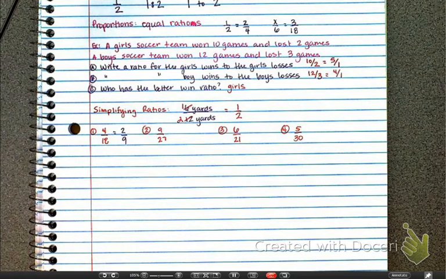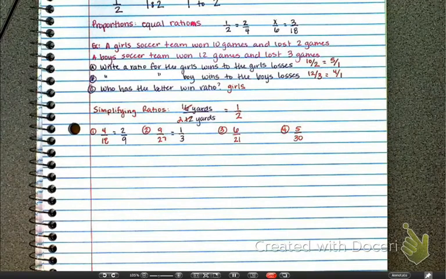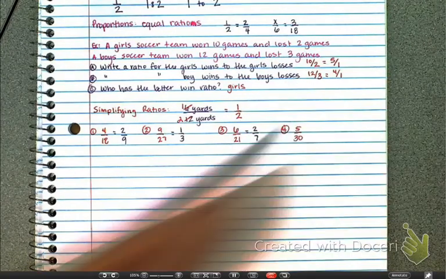Group G, for number 2, what did you reduce by? 9. And your final answer? Nice. So you reduced by 9, your final answer is 1/3. Group C, for number 3, what did you reduce by, and what is your final answer? We reduced by 3 and got 2/7. Perfect.